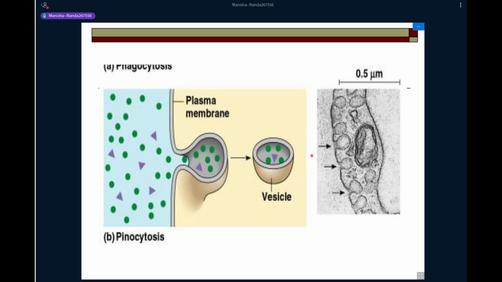Then you can see another example which is pinocytosis, where instead of large solid particles, some fluid particles can also move inside the cell through these vesicles which can carry these liquid particles inside the cell, and this is known as pinocytosis.